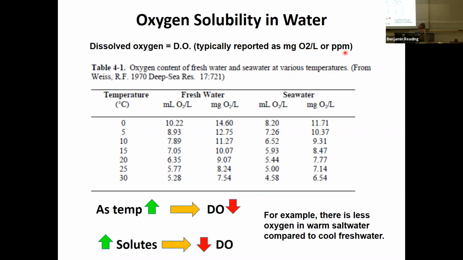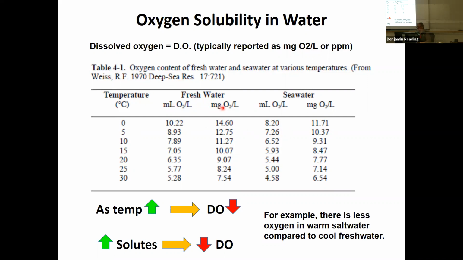In some places, you'll see this acronym, ppm. And I think I talked about this again at the beginning of class. This stands for parts per million, right? Mgs per liter is the same as parts per million. So there's a table I give you here from this reference.